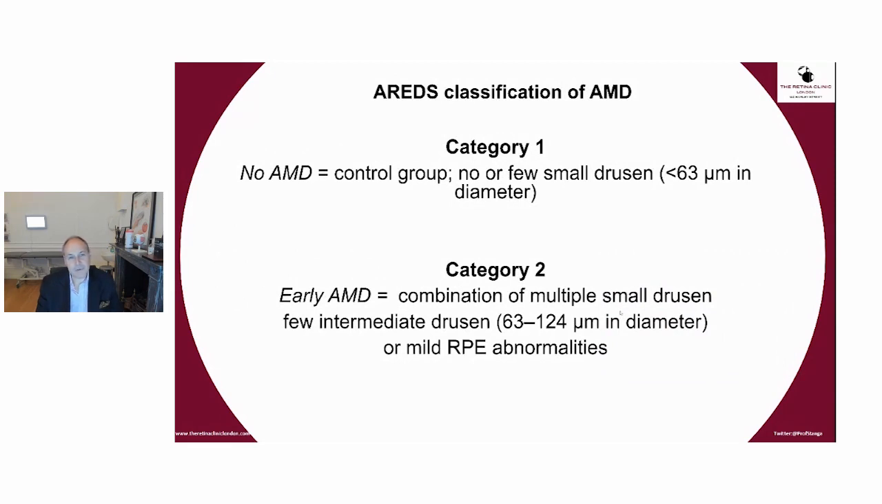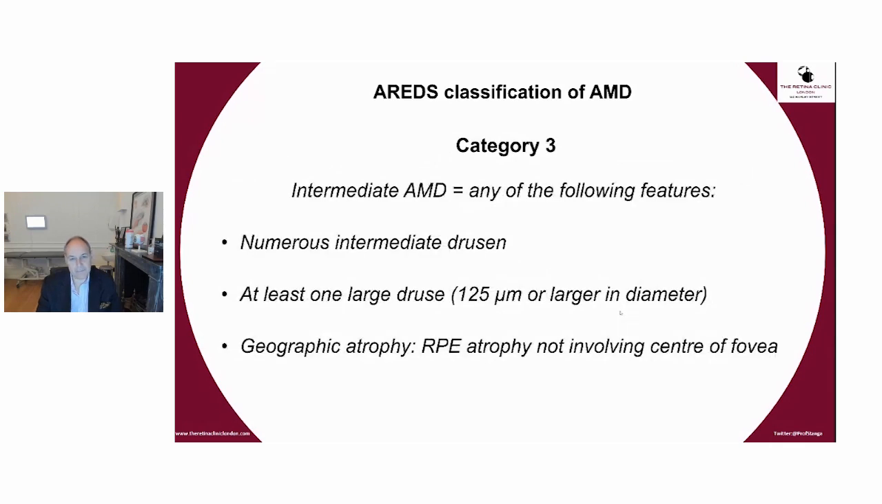So let me share with you the AREDS, or Age-Related Eye Disease Study, classification of AMD. We have category 1 when there is no AMD: no or few small drusen less than 63 microns in diameter. Category 2, early AMD: there's a combination of multiple small drusen with few intermediate drusen, from between 63 to 124 microns in diameter, or mild RPE abnormalities.